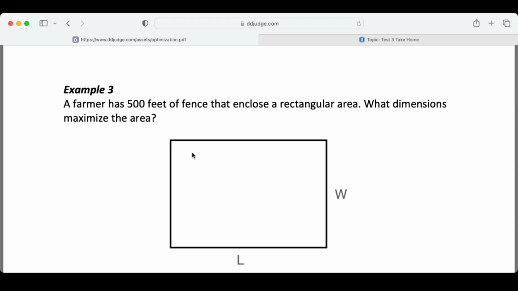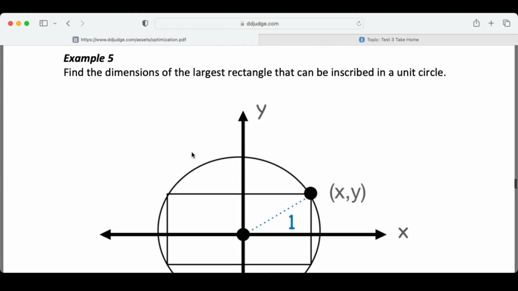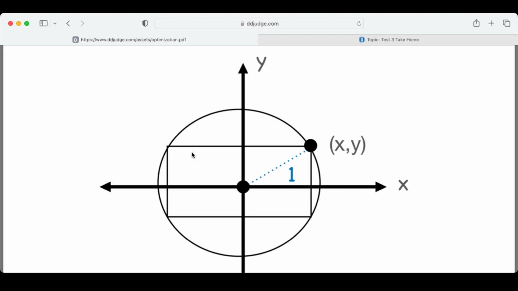Oh, this is kind of like we did today. Example 3. Classic fundamental bread and butter questions. Bread and butter. And then this is one we could try to do tomorrow. This is another classic one. Find the dimensions of the largest rectangle that can be inscribed in a semicircle of radius 1. It's in the book, or it's in the video. And then find the dimensions of the largest rectangle that can be inscribed in a unit circle. Does that even look like a circle?